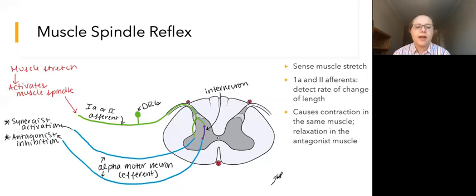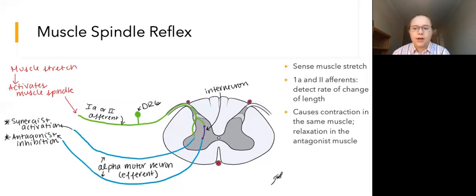The afferent neuron then has two different jobs. One of its jobs is to activate the alpha motor neuron that goes to the synergist muscle, or the biceps in the example that we've been talking about. This results in contraction of that muscle. The other job of the sensory afferent is to inhibit the alpha motor neuron that goes to the antagonist muscle, or the triceps. To do this, it actually synapses on an interneuron within the spinal cord.